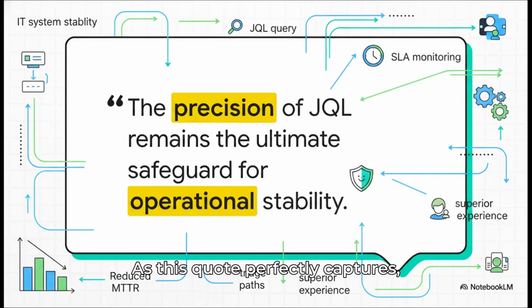As this quote perfectly captures, by architecting clear paths for triage using JQL, from those foundational field filters all the way up to advanced SLA monitoring, you significantly reduce your mean time to repair. You deliver a far superior customer experience. Even in the era of automated service and AI, the precision of a well-crafted JQL query remains your ultimate safeguard. It gives you absolute control over your operational stability.